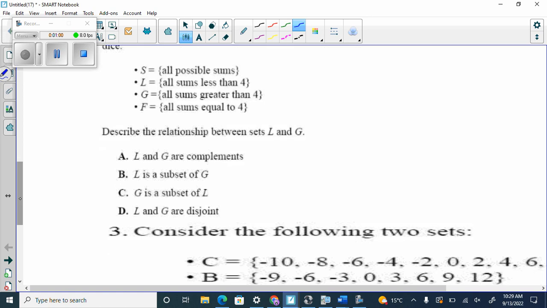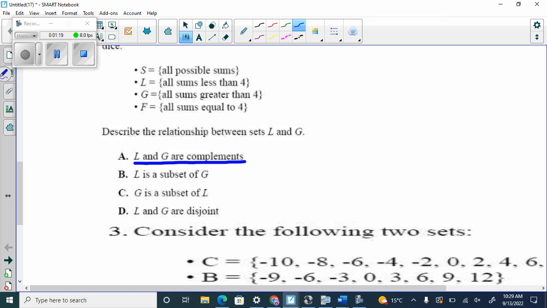L and G are complements. If L and G are complements, that means everything in L and everything in G would make the whole deal. So let's look at L. L are all the sums less than 4. G are the sums greater than 4.